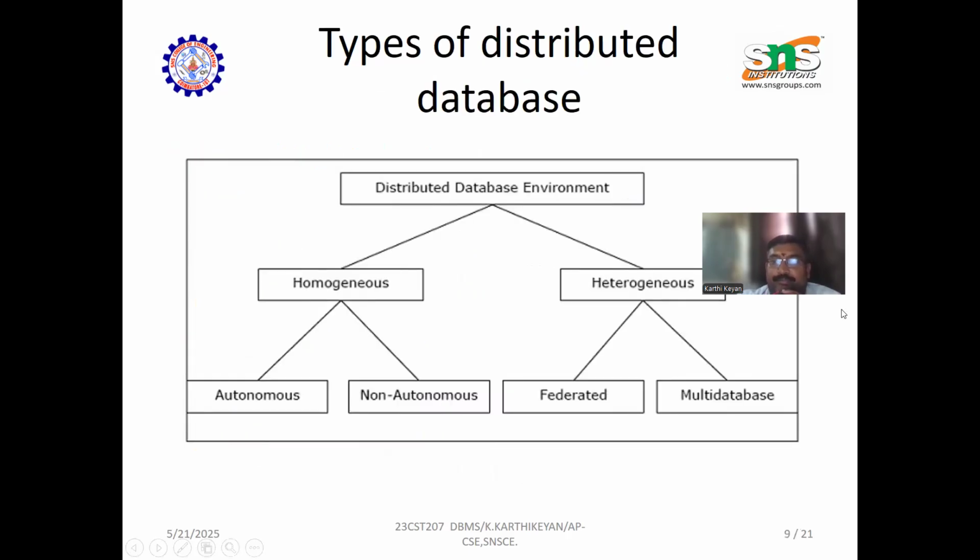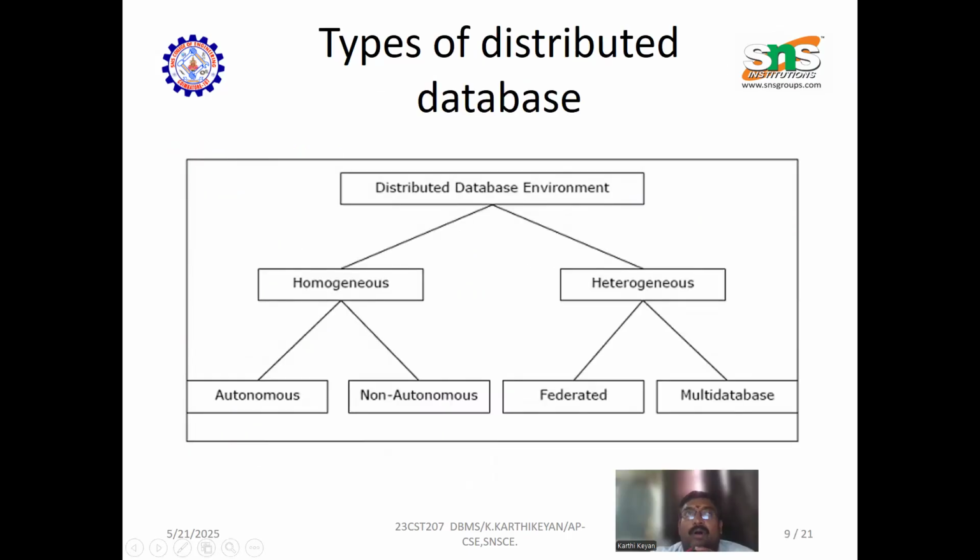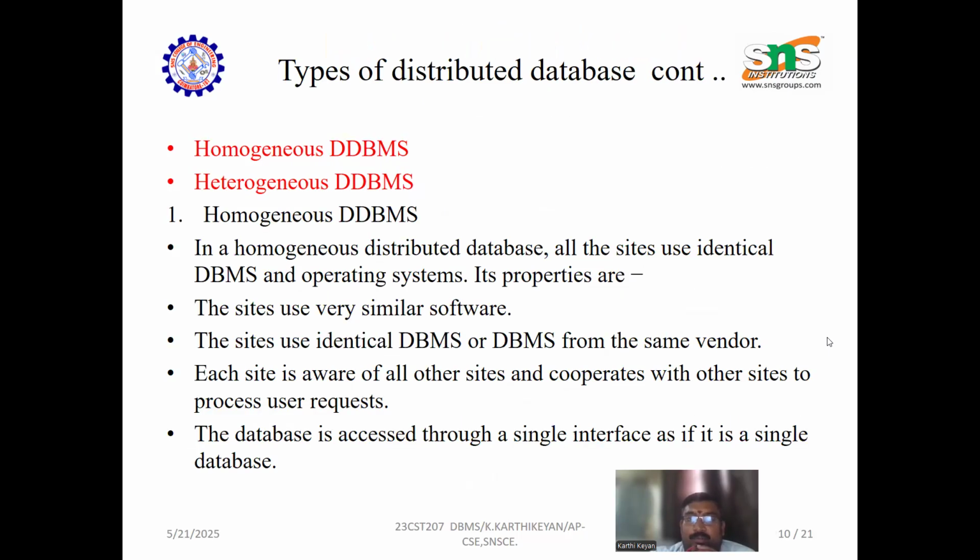So this is the distributed database environment: homogeneous, heterogeneous, autonomous, non-autonomous, federated, and multi-database. We have two types of distributed database.